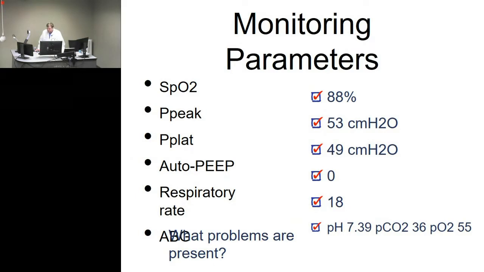So what's the problem here? Our plateau pressure. This is the one glaring thing that just says this patient is going to walk out with concrete lung from ventilator-induced lung injury with that kind of plateau pressure. So what are the things we're going to do to try to get that plateau pressure down?